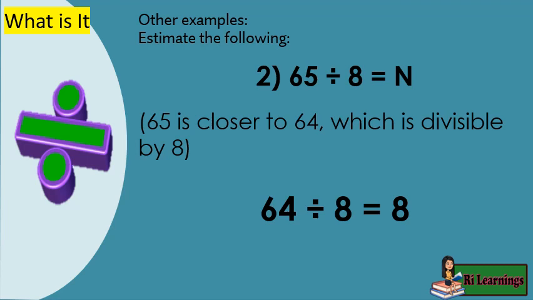Other examples. Estimate the following. Two, 65 ÷ 8 = n. 65 is closer to 64, which is divisible by 8. 64 ÷ 8 = 8.